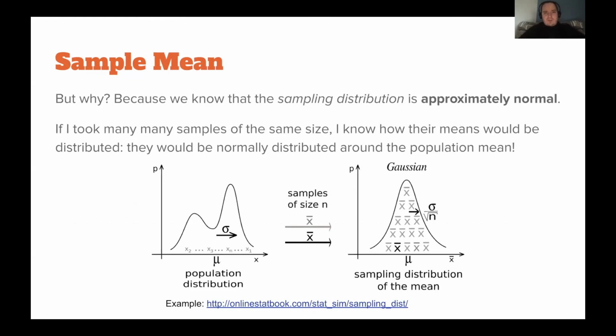But why is that so? How come we can actually assume that? Well, it's because there is something called a sampling distribution, which is something that I will touch back on in the next lecture. But for now, just know that the sampling distribution exists, and it is approximately normal.